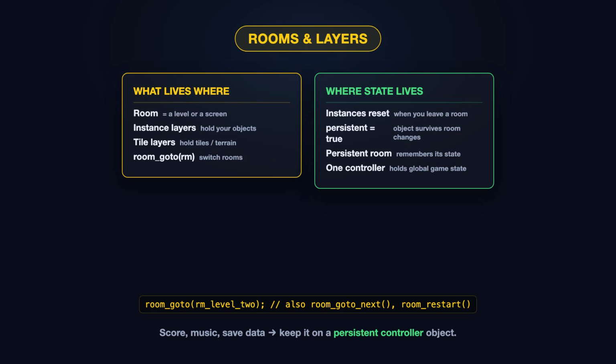By default, instances are destroyed when you leave a room and recreated when you come back. If you need something to survive, a music controller, or the player's score, you make the object persistent by setting persistent to true. A persistent object carries across rooms. You can also make a whole room persistent so it remembers its state when you return. Most teams keep global game state on one persistent controller object.